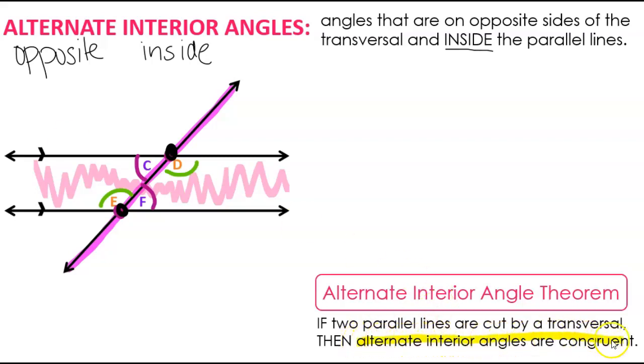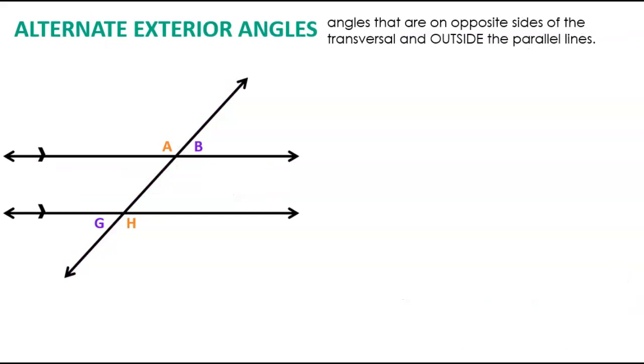Now, I know you're thinking, whoa, this is already a lot of information. You know I'm going to provide you with notes. I've got a cheat sheet. You're going to be okay, okay? I need you to know what the word alternate means, interior, exterior. I need you to know what these vocabulary words are so that you can think through the process of identifying these special angle pairs, okay? The next one is alternate. Again, alternate means opposite, right? Opposite.